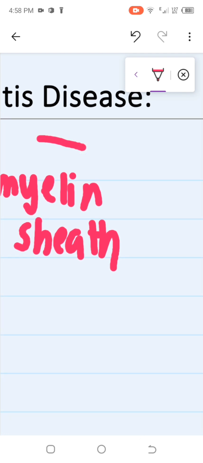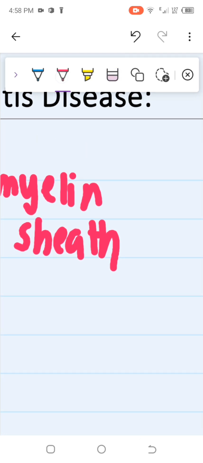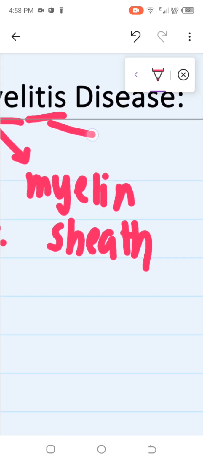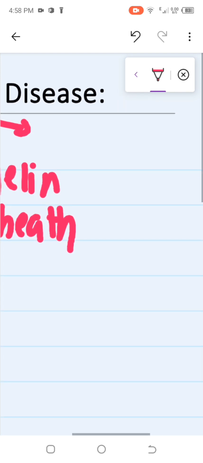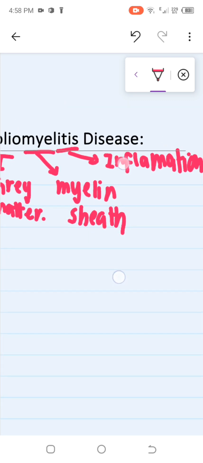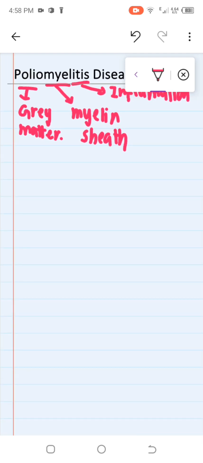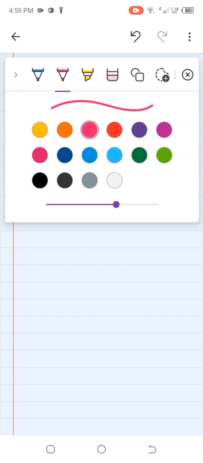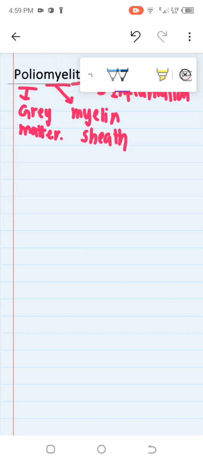After that, itis means inflammation. So this means that the myelin sheath in the gray matter, which is present in the brain or spinal cord, will be inflamed, will swell up. Okay, so now let's see.